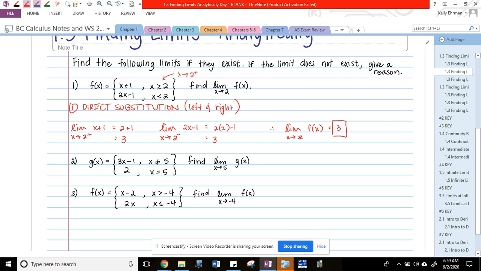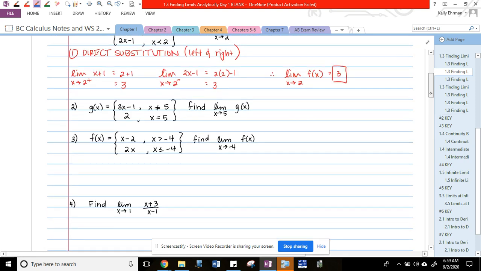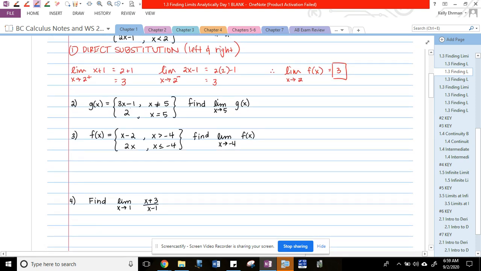Okay, number 2. G of x is this piecewise function. It's 3x minus 1 when x is not equal to 5, but when x equals 5, g of x is 2. So find the limit as x approaches 5. Well, remember, the limit as x approaches 5 has nothing to do with the actual function value at 5. It's just, are we getting the same thing from both sides? The equation is 3x minus 1 no matter what, whether you're coming from the left or the right.